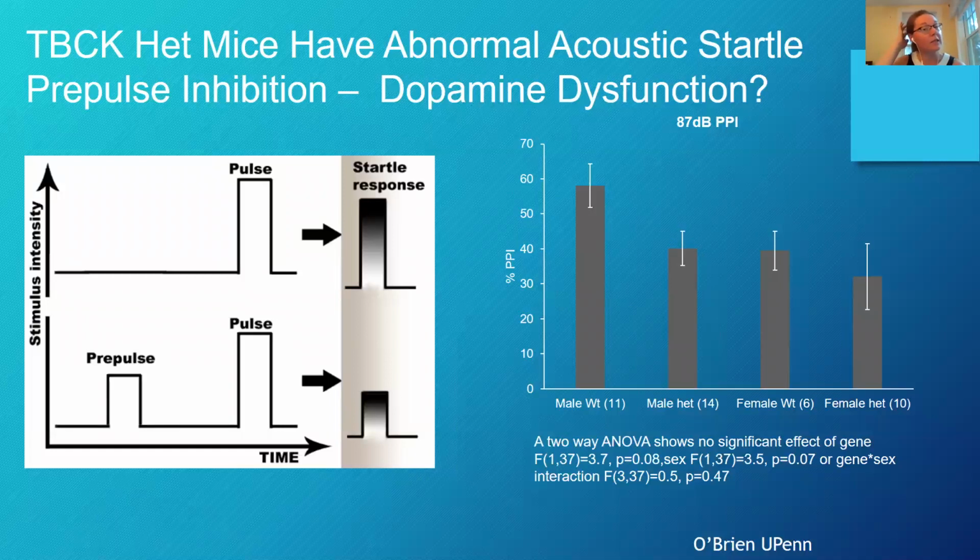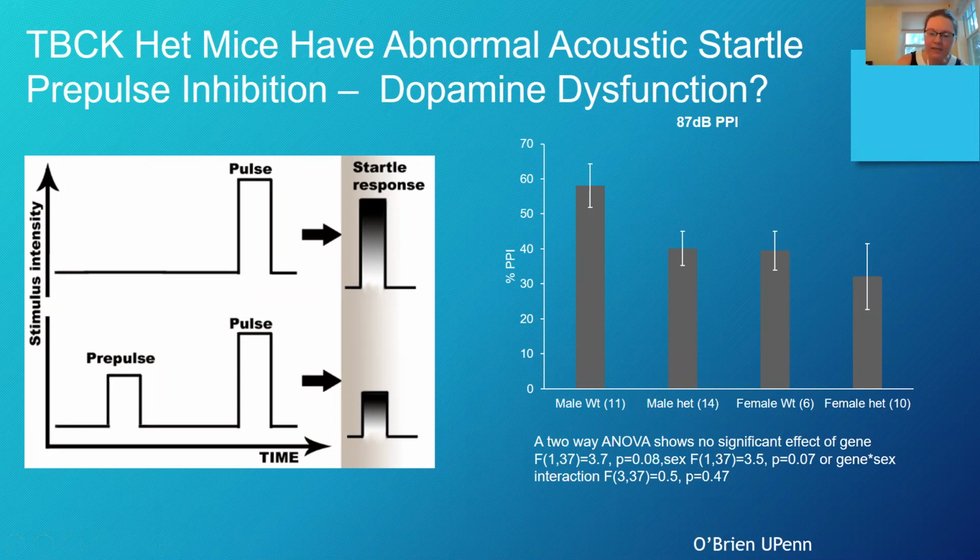We didn't expect that the heterozygotes were going to have a phenotype because the parents had never reported anything. All the parents are going to be heterozygotes, and two-thirds of the siblings are going to be heterozygotes, and we had no reason to suspect. But it turns out that we put them through battery testing. They actually had an abnormal acoustic startle response with prepulse inhibition, which could suggest maybe a dopamine dysfunction.